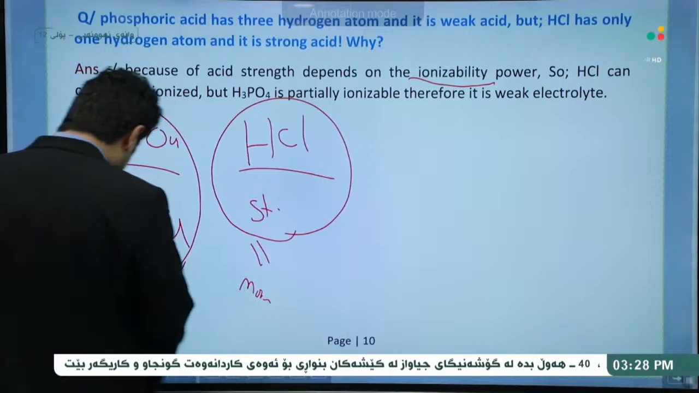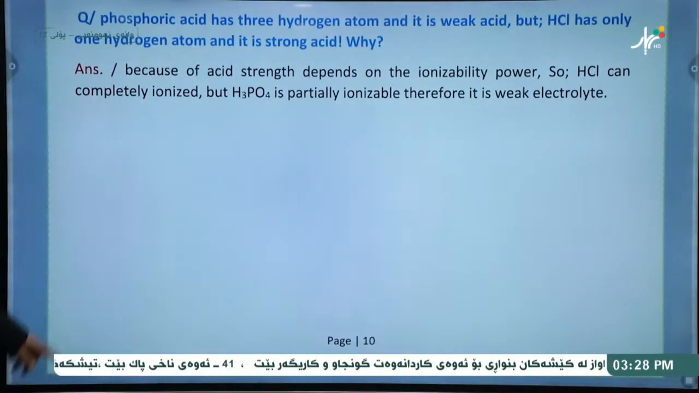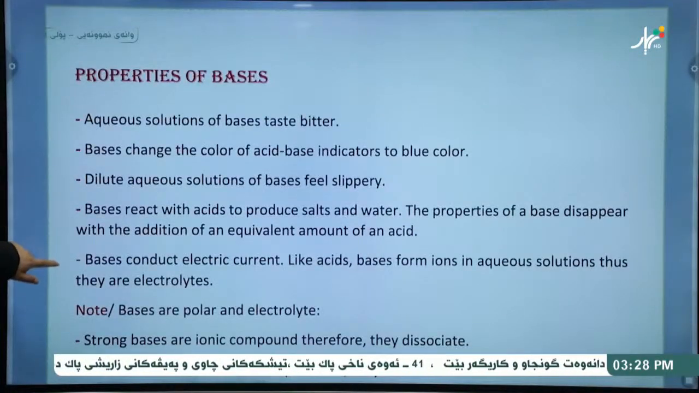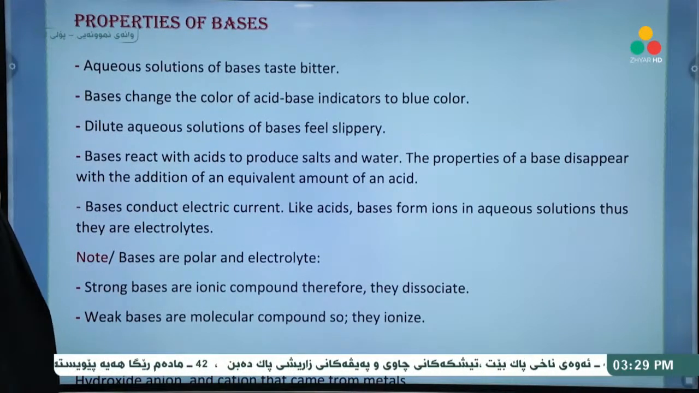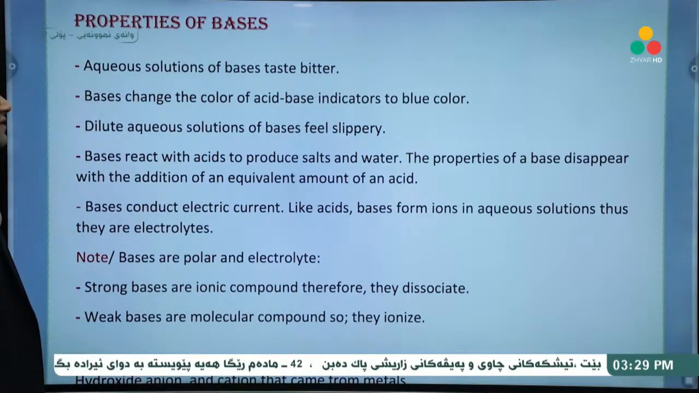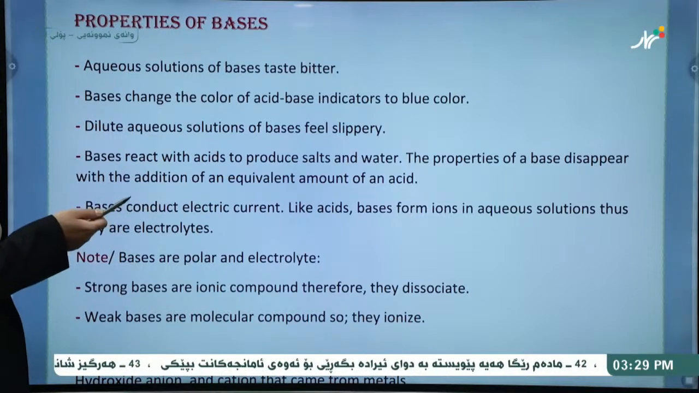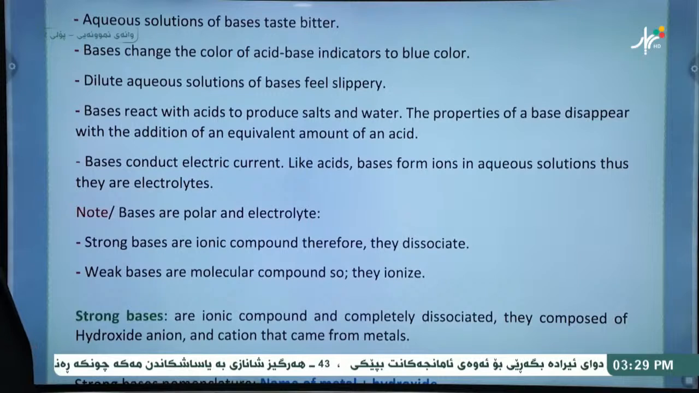So the ionizability power of HCl cannot be compared with H3PO4 because it is much stronger than H3PO4. Now, properties of the bases: an aqueous solution of the bases tastes bitter, but not by tasting directly because it's too strong. It burns your skin sometimes.